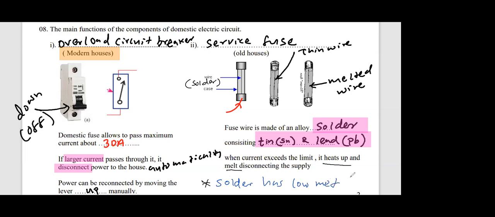Otherwise it will not melt even when current exceeds the limit, and then you have to replace it manually. Low melting point, very important. Understood? Okay, next page. Shall I erase this? Did you all finish copying? So both of these have the same function: disconnect the supply when current exceeds the maximum value.